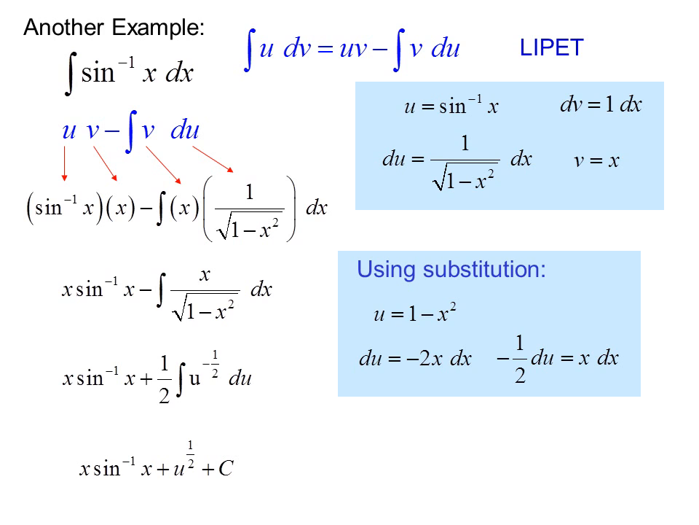Raising the exponent by 1 and multiplying by the reciprocal, we get x inverse sine x plus u to the 1/2 plus c. Substituting back in for u gives us x inverse sine x plus radical 1 minus x squared plus c.